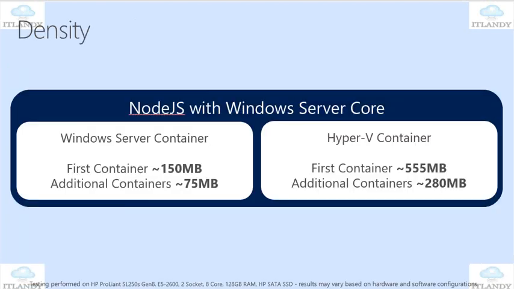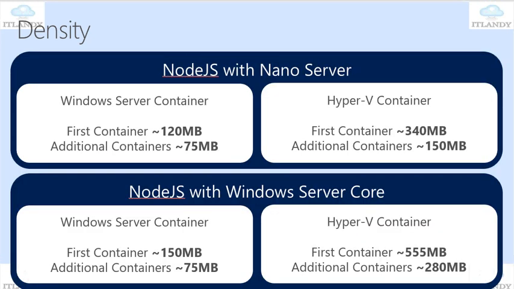Now, density, Node.js with Windows Server Core basically. We have first container 150 meg, additional container 75 meg, and Hyper-V, look at it, how big is this? 555 megabytes and 250 per container. Again, test performance on HP ProLiant SL250 Generation 8, all the information all the way down. Yeah, results might vary depending on the hardware.